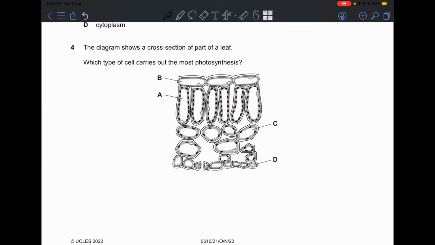Question number 4, the diagram shows a cross-section of part of a leaf. Which type of cell carries out the most photosynthesis? Now this question is actually a question that most students get tricked in. They are here asking for the most photosynthesis. This means that they are asking about the palisade mesophyll cell, not the spongy mesophyll cell, because the spongy mesophyll cell performs photosynthesis, but it's not the most photosynthesis. So the most is in the palisade mesophyll cell, this layer, and this layer also has chlorophyll and does photosynthesis, but it's not as much as A, which is the palisade mesophyll cell. So our answer is going to be A.